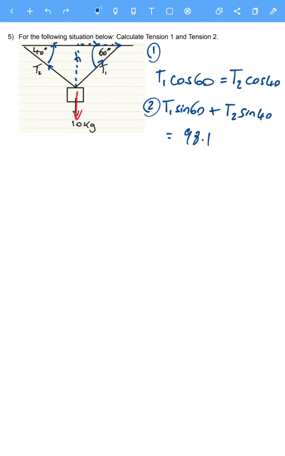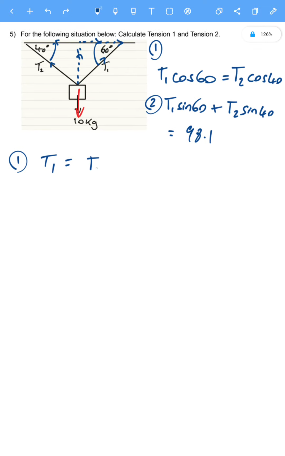So there's our two equations. If you want to try and solve for T1 and T2 now, if you didn't get that, please feel free to pause and continue. And what I'm going to do is obviously go through the answer anyway. So what I want to do is to rearrange the first equation to find T1. So T1 is simply T2 cos 40 divided by cos 60.